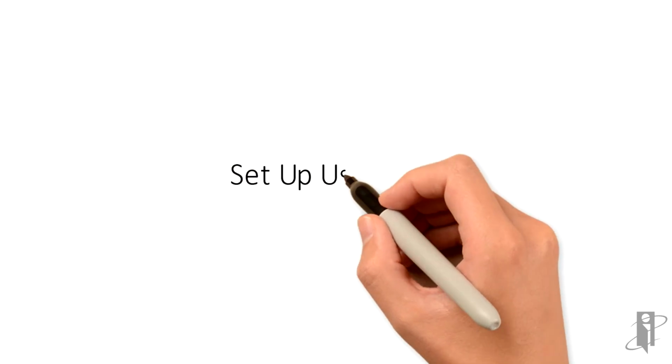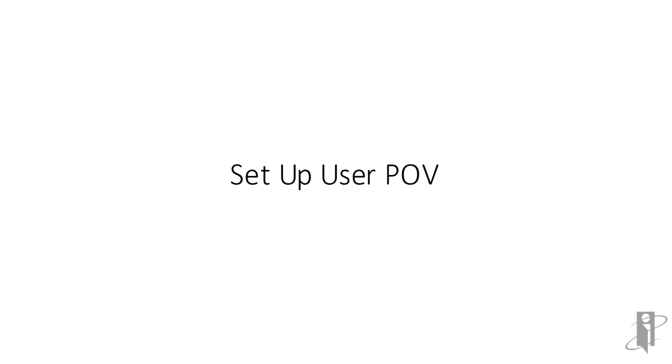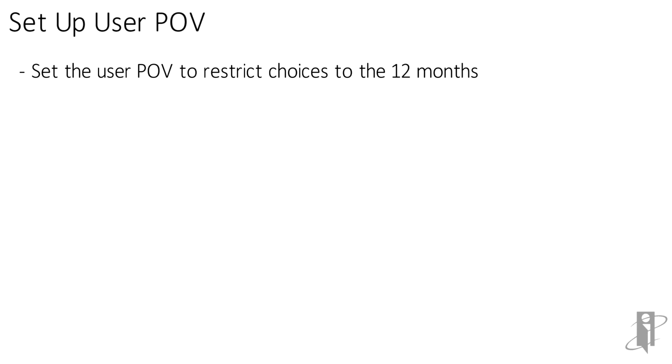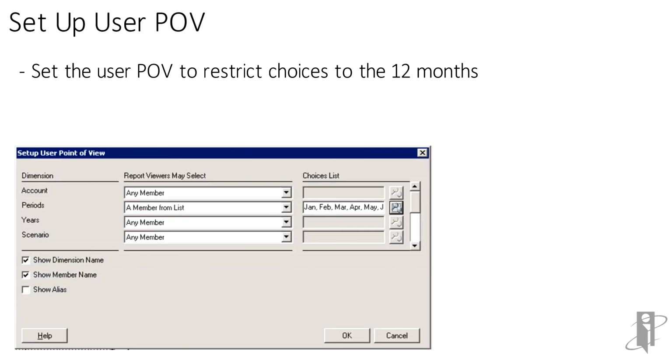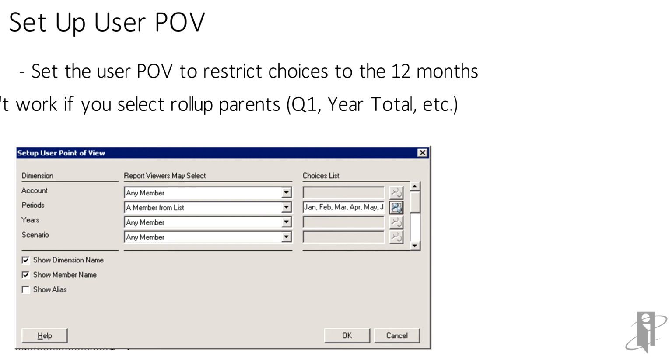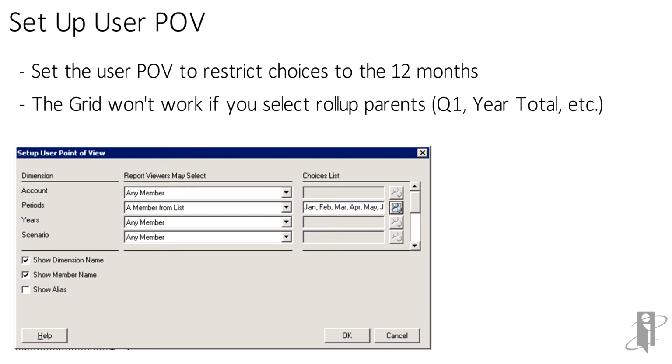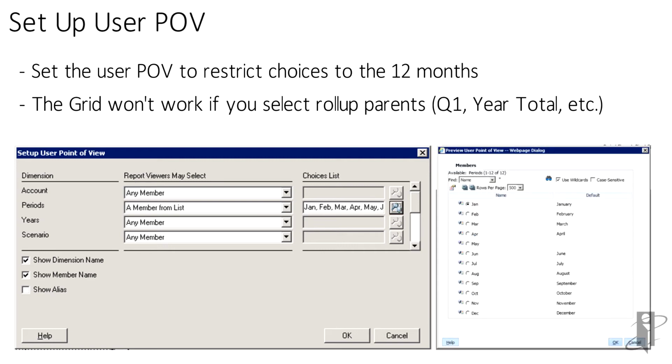Now, let's add some idiot proofing. Enhanced user friendliness. So what we're going to want to do is set up the user POV to restrict the choices to the 12 months. Because if we try to do a roll-up parent, Q1, year total, that kind of stuff, it's not going to work because it can't go pick the next month. So by going into the setup user POV, you can define the choices list to just be Jan, Feb, March, basically the level zeros of the period dimension.